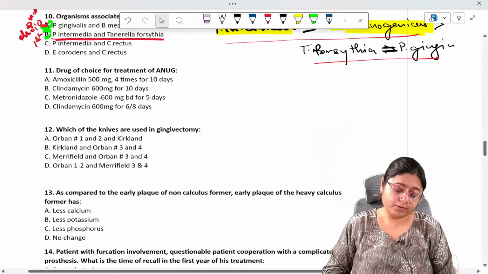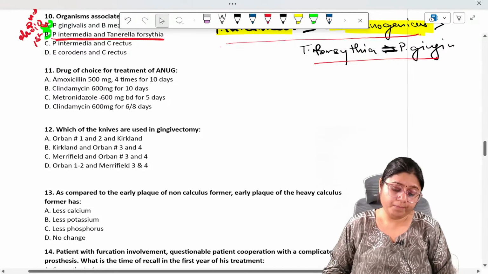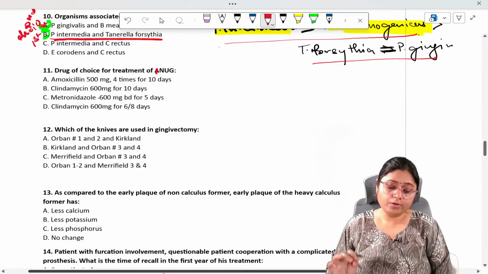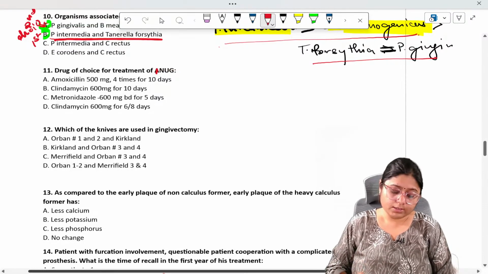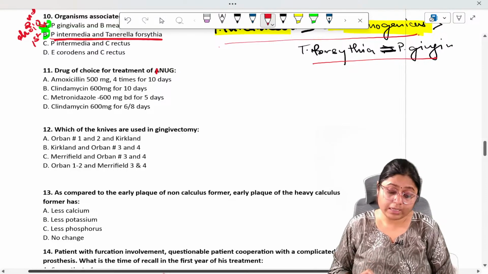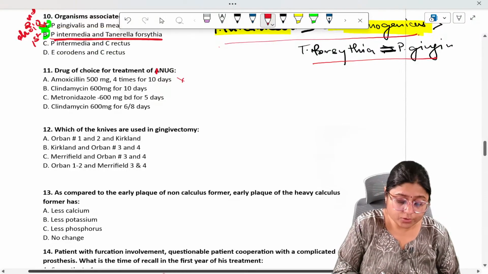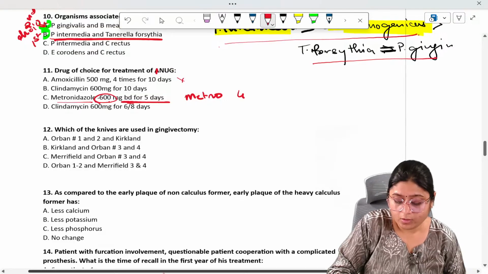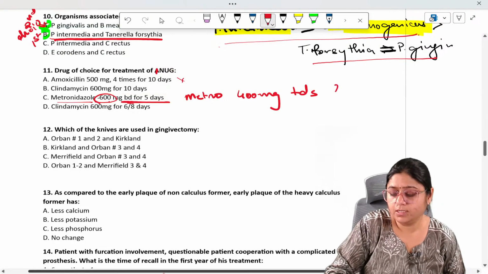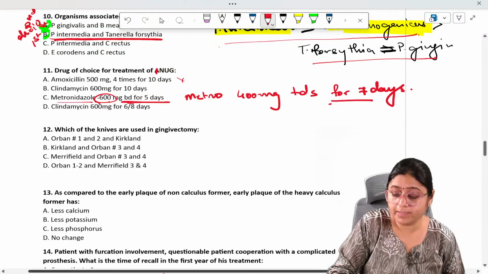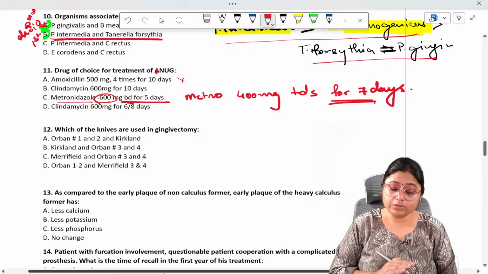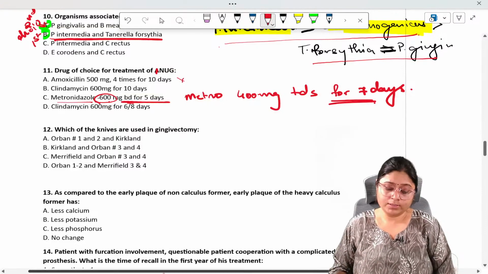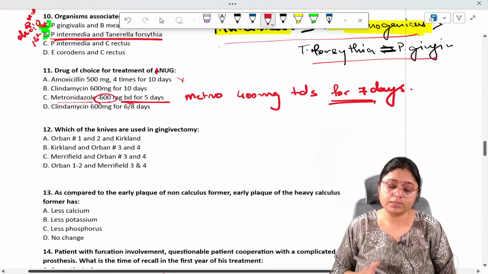Okay, now the 11th question, drug of choice for treatment of ANUG. Now it is not ANUG, it is just NUG. So the drug of choice for the treatment of NUG is, here students get confused between amoxicillin and metronidazole. Guys, it is not amoxicillin, it is metronidazole 600 milligrams BD for 5 days, or metronidazole 400 milligrams 3 times daily for 7 days. This will be your drug of choice for NUG. If in the options they have not given metronidazole, then your second choice can be amoxicillin, but the drug of choice will always remain metronidazole for NUG.